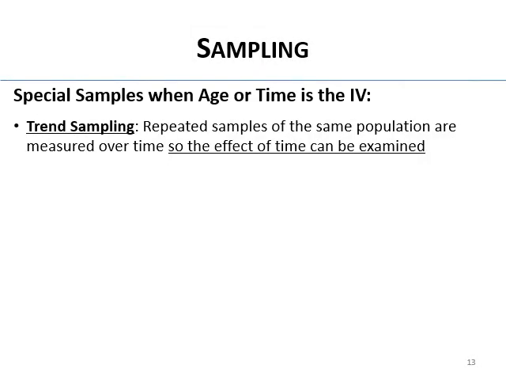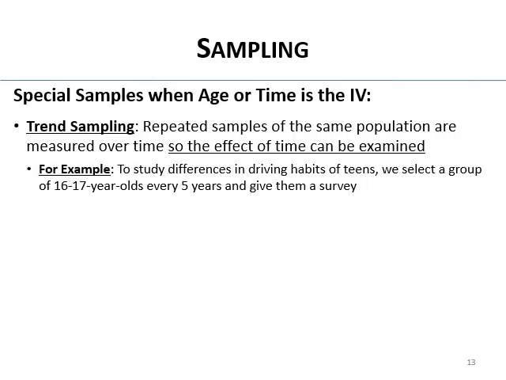So there's also trend sampling. This is when repeated samples of the same population are measured over time, so the effect of time can be measured. So let's say I want to look at differences in driving habits of teens. I select a group of 16 to 17-year-olds every 5 years and give them a survey, right? So they're different 16 to 17-year-olds, but it is the same sort of age cohort or group, and I'm looking at trends in that group over time, right?